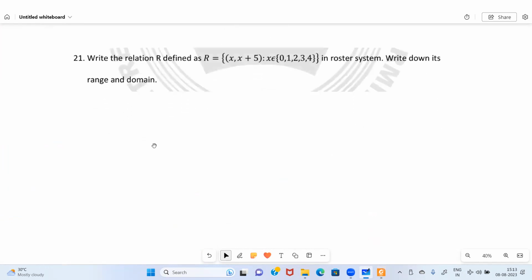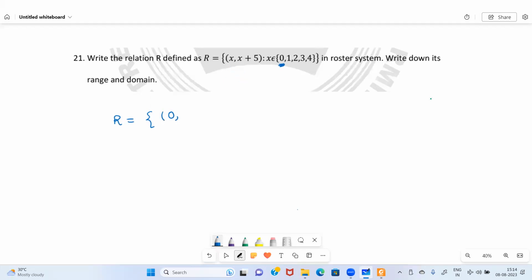To write the relation defined in the roster form, write down its range and domain. Okay, students. Now, let's write the relation in the roster form. So R is equal to, first we take x value is 0. So it will be 0. When x is 0, x plus y will be 0 plus 5, which will be 5.